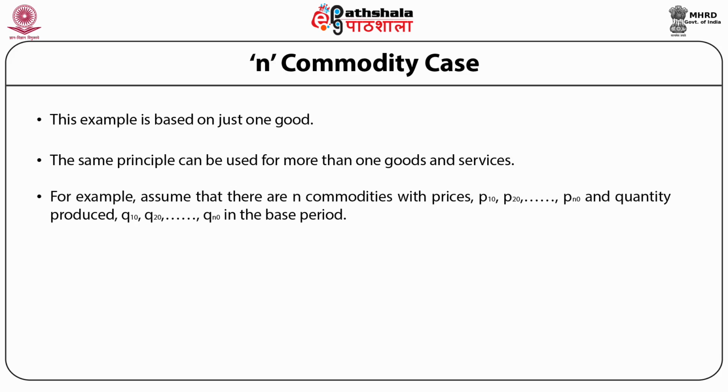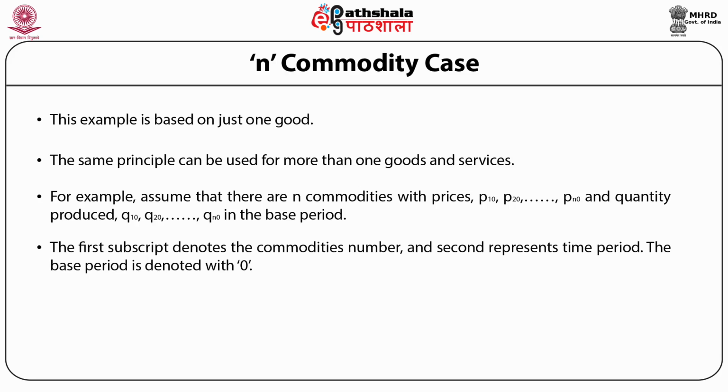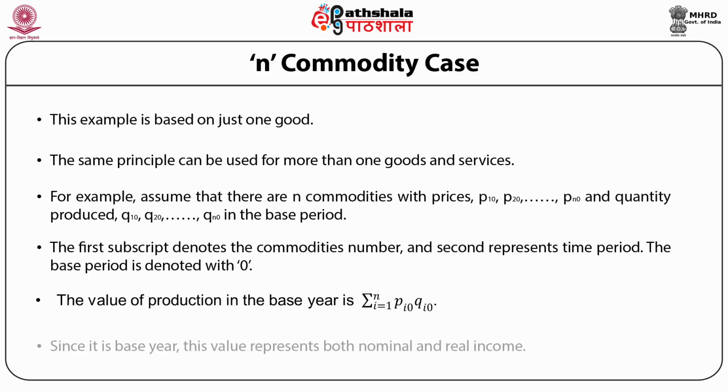suppose there are n commodities with prices P10, P20 up to Pn0 and quantity produced Q10, Q20 up to Qn0 in the base period. Here the first subscript number denotes the commodity number and the second represents the time period, with the base period written as 0. For example, P20 is the price of the second commodity in time period 0. The value of production in the base period is summation Pi0 Qi0. Since it is the base year, this value represents both nominal and real income.